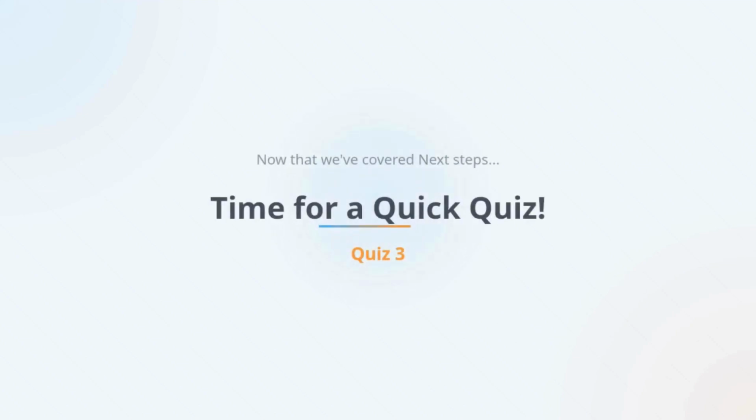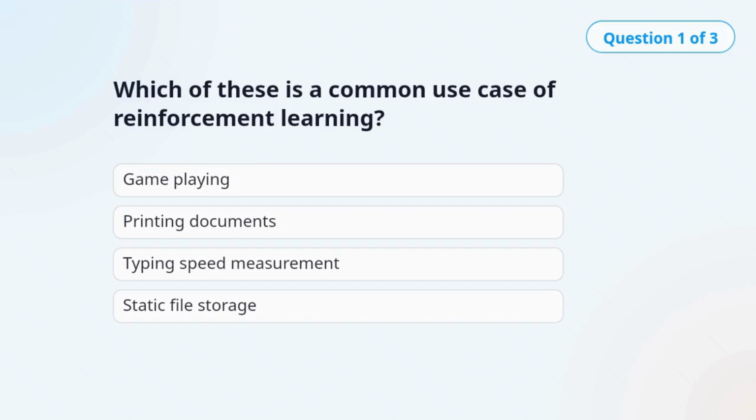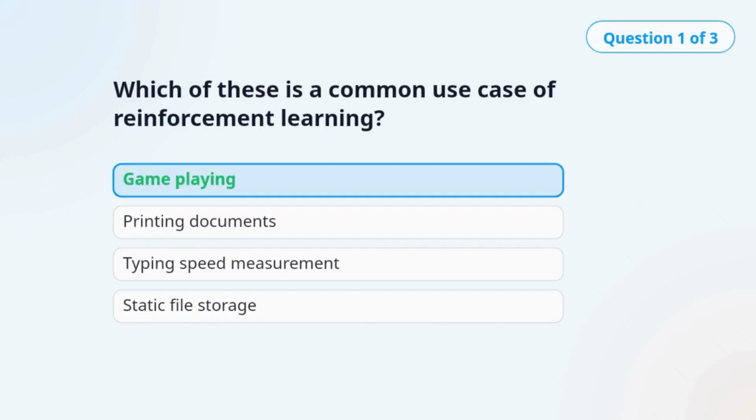Now that we've covered next steps, let's test what we've learned so far. Here's quiz number 3. See if you can get it right. Question 1. Which of these is a common use case of reinforcement learning? The correct answer is game playing. Game playing is one of the most well-known applications of reinforcement learning.